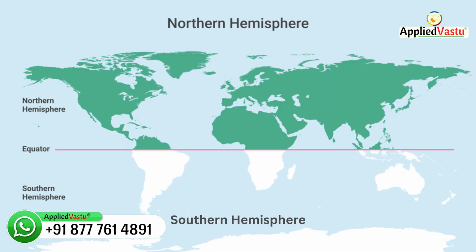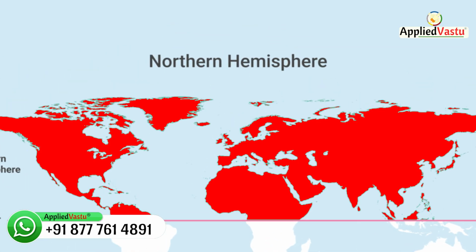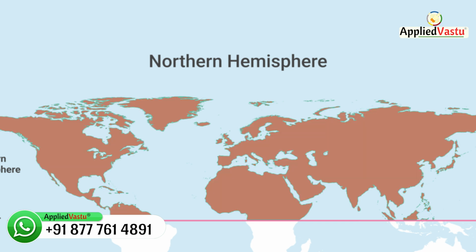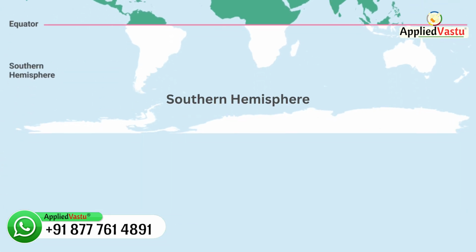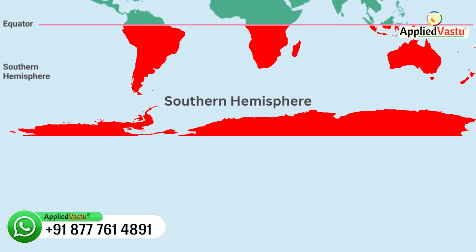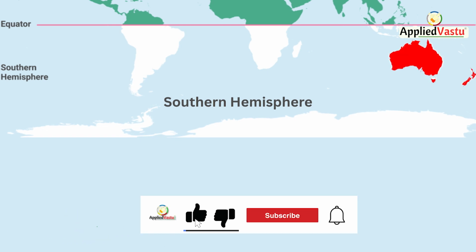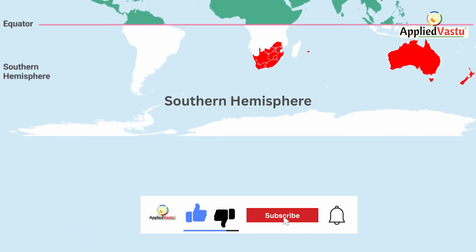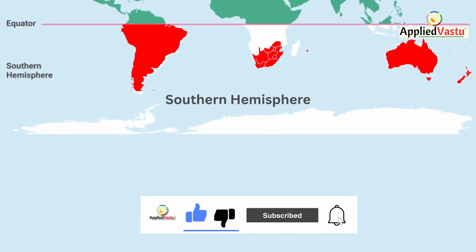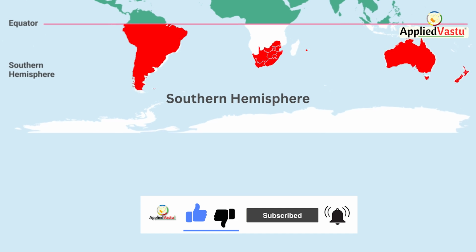The Northern Hemisphere refers to the countries located above the Earth's equator, such as India, the United States, and the countries of Europe. The Southern Hemisphere, on the other hand, includes countries located below the equator, such as Australia, New Zealand, South Africa, Mauritius, and South American countries like Argentina and the southern part of Brazil.